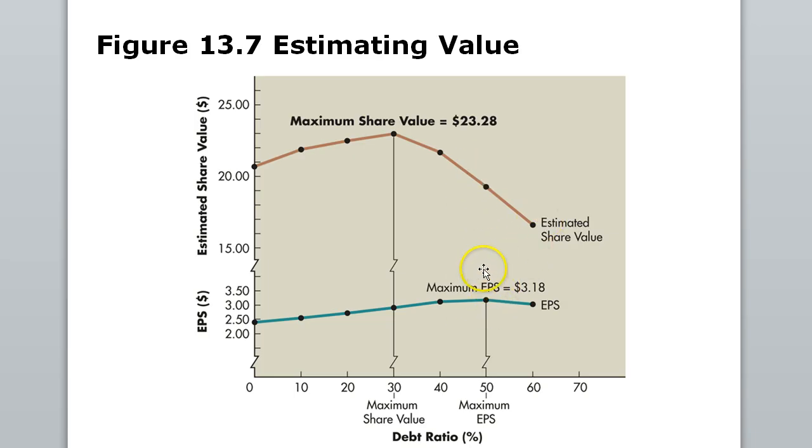This is the perfect representation of how maximizing shareholders' wealth, which is maximizing the share price of the stock, is different than maximizing the earnings per share, based on the risks of the level of debt. So 50% debt is riskier, which is going to lower the stock price. And at 60% debt, we get an even lower estimated share price because the cost of capital is so high.